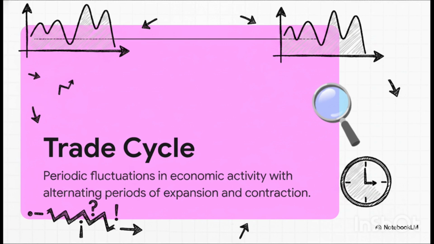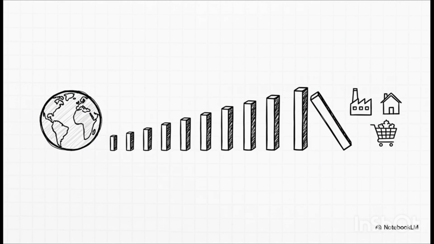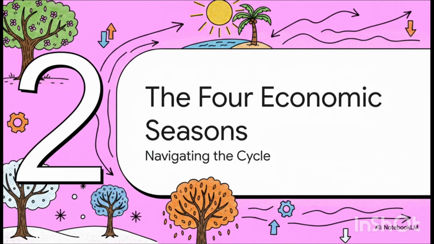And what's really wild is how this cycle behaves. They have got momentum, which means good times tend to feed on themselves, but so do the bad times. And in our super connected world today, a downturn in one major country can spread across the globe like wildfire. It ends up touching every part of the economy and, well, pretty much everyone.